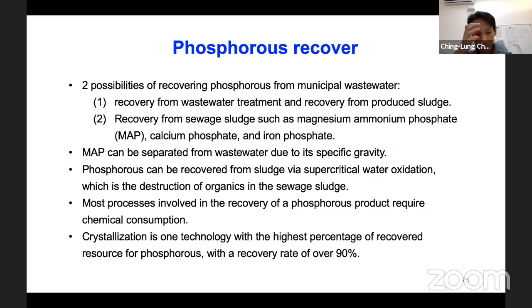And then the phosphorus can be recovered from the sludge by supercritical water oxidation, which is the destruction of the organics in sludge. Most processes involved in the recovery of phosphate products require chemical consumption. Crystallization is one technology with the highest percentage of resource recovery of phosphates, which has about a 90% recovery rate. Okay.